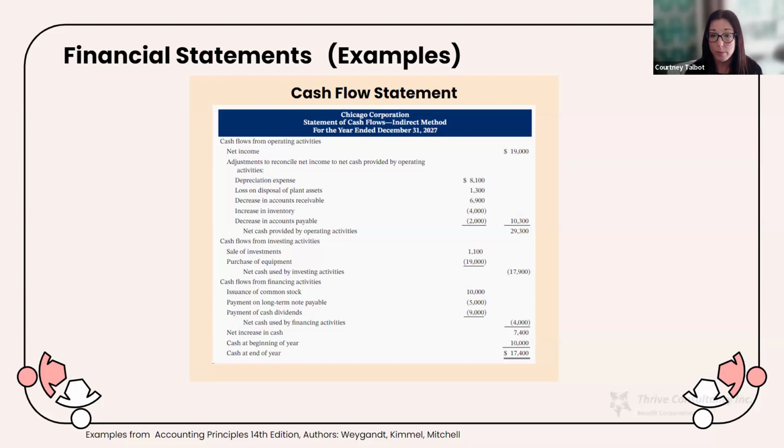Any accounting software should be able to provide a cash flow statement for you, and it's important to get used to looking at all three of these financial statements on a regular basis so that you start to understand the ins and outs of your specific company. Again, these are examples provided by a textbook. If you'd like to look at them a little further later, you can download the PDF that accompanies this presentation.